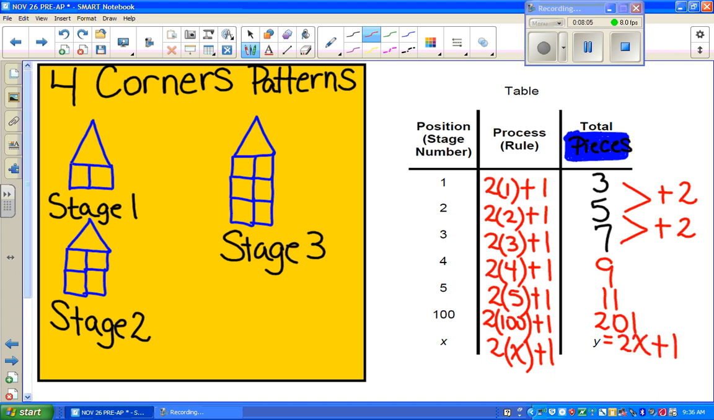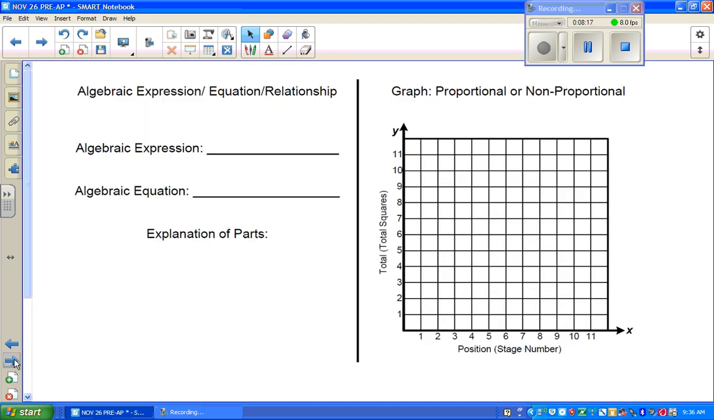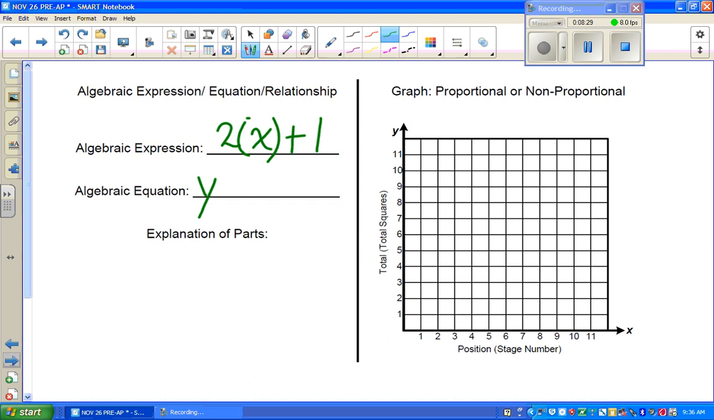So remember, every time our rate of change is what we multiply our stage number by. All right, now let's look at our algebraic expression and algebraic equation. Remember, an expression is without the equal sign, so it was just our process rule: 2 times x plus 1. Our equation is going to be what y equals. y equals 2x plus 1.